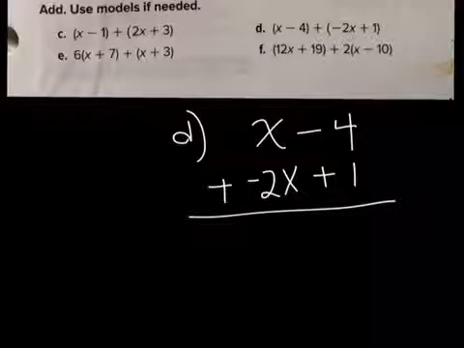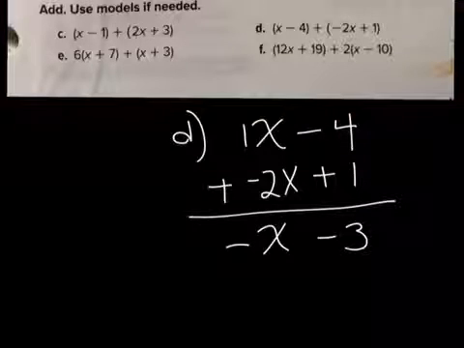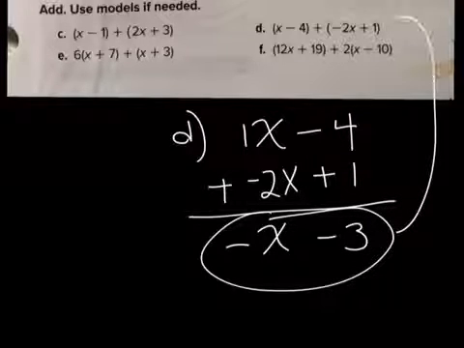Okay, again, I've taken my terms and I've aligned them. And now I'm going to just work straight through. Negative 4 plus 1 is going to be negative 3. And x, positive x, remember, plus negative 2 is going to be negative 1x, or just negative x. So our answer is negative x, negative 3. Remember, this one is for D.